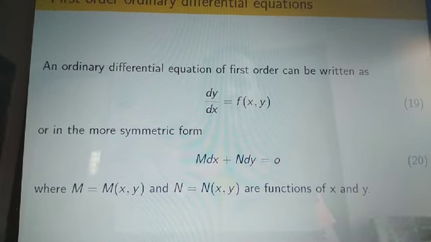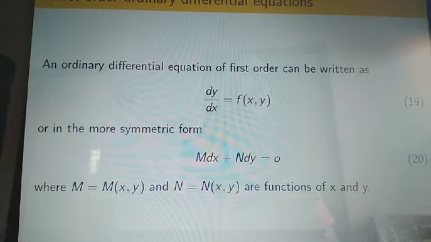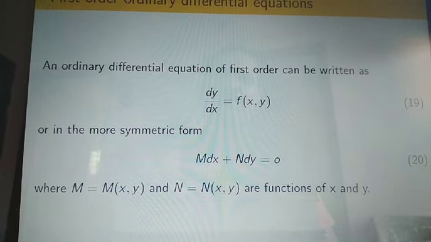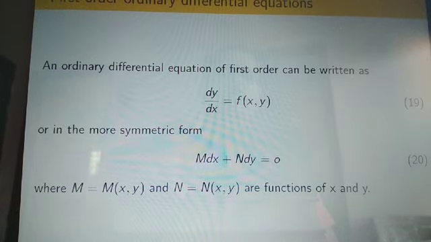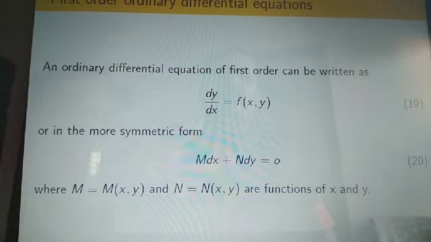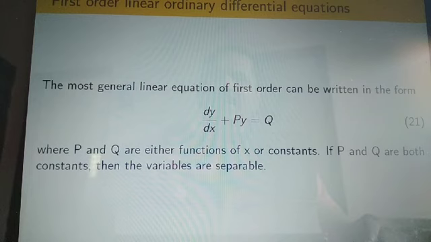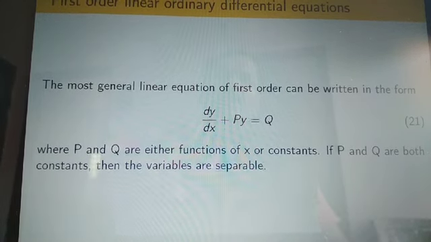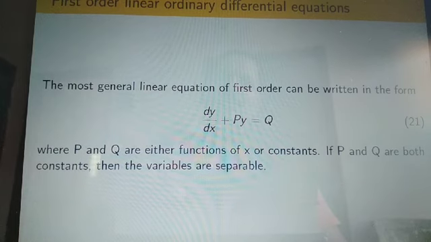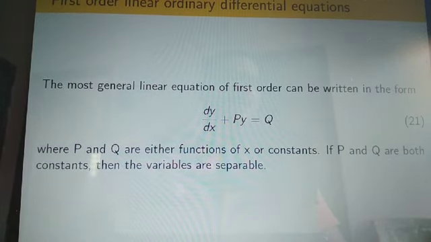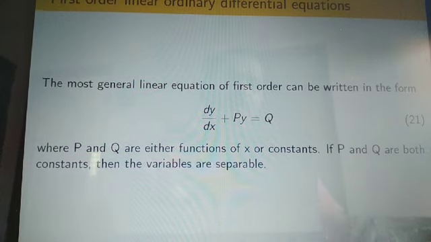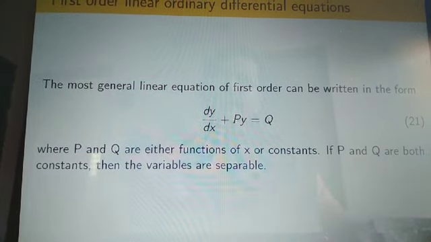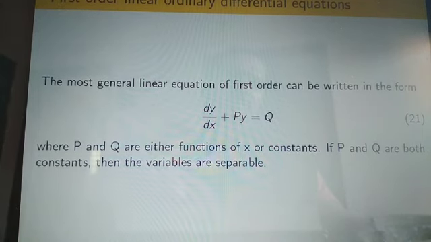First order differential equation. Any differential equation of first order can be written like this, dy/dx equals f(x, y), where f(x, y) is a function of x and y, and it can be written in the symmetric form M dx plus N dy equals to 0. This is the most general linear form of the differential equation, dy/dx plus Py equals Q. P and Q are either functions of x or constants. If P and Q are both constant, then this can be solved by our variable separation method, and we will discuss this in our next lectures.